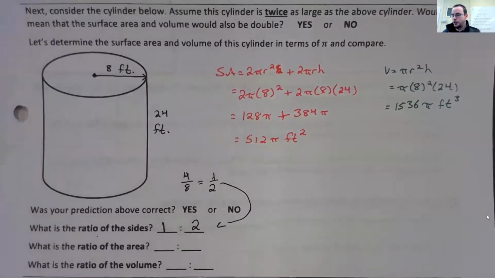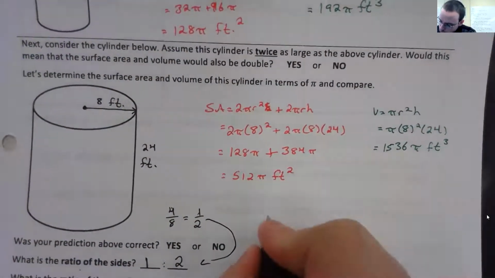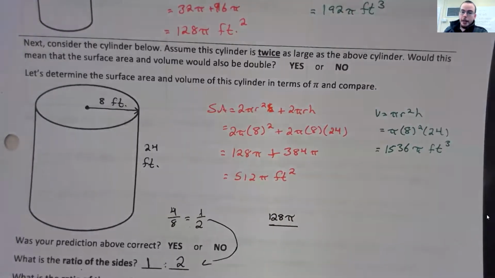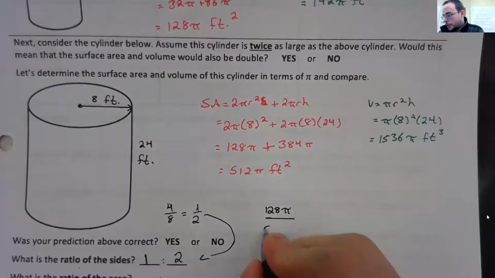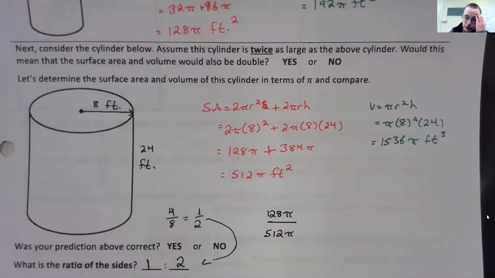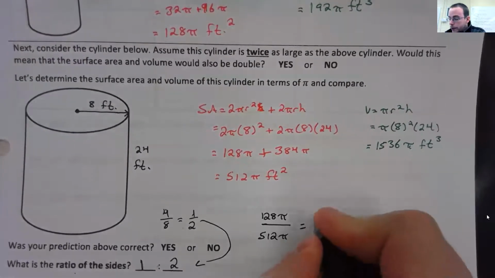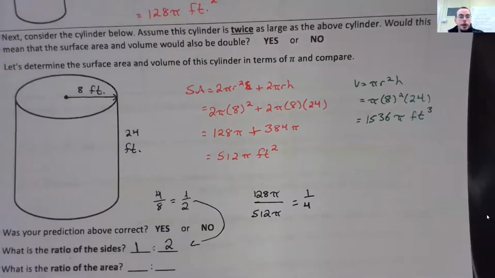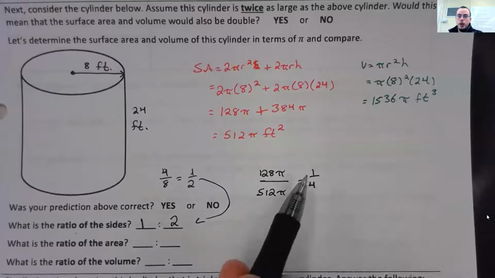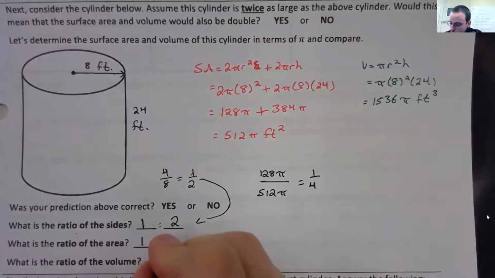Now let's look at our surface area. Our small surface area was 128 pi, and we put that over the large surface area, which is 512 pi. If you type this in your calculator and simplify it, 128 pi over 512 pi gives you 1/4. So what would be the ratio of the areas? Well, 1/4, the top number goes first, the bottom number goes second.